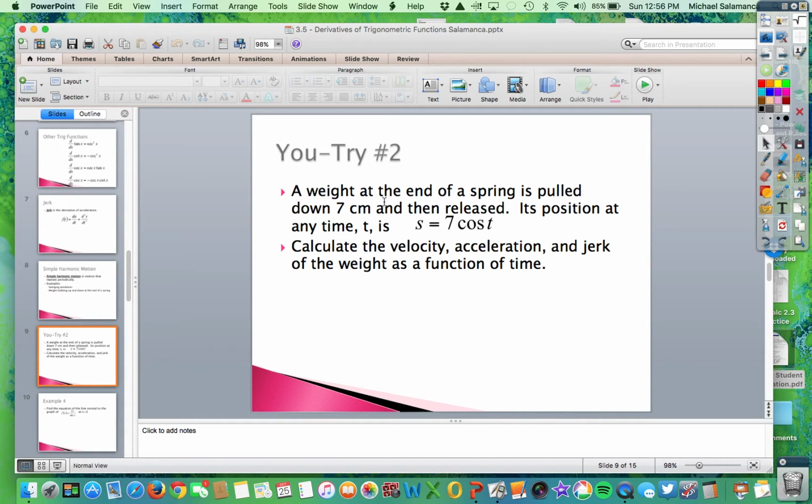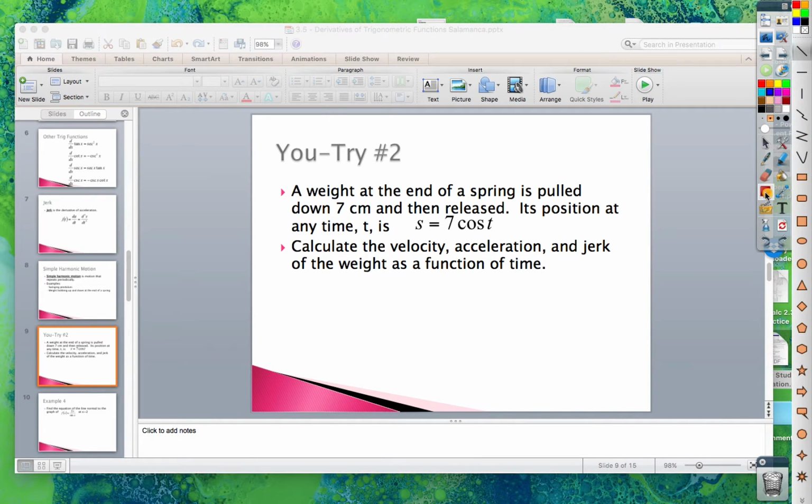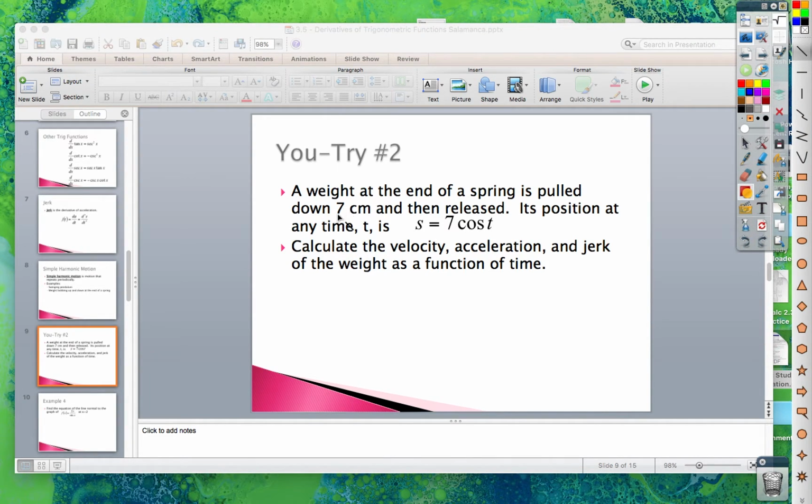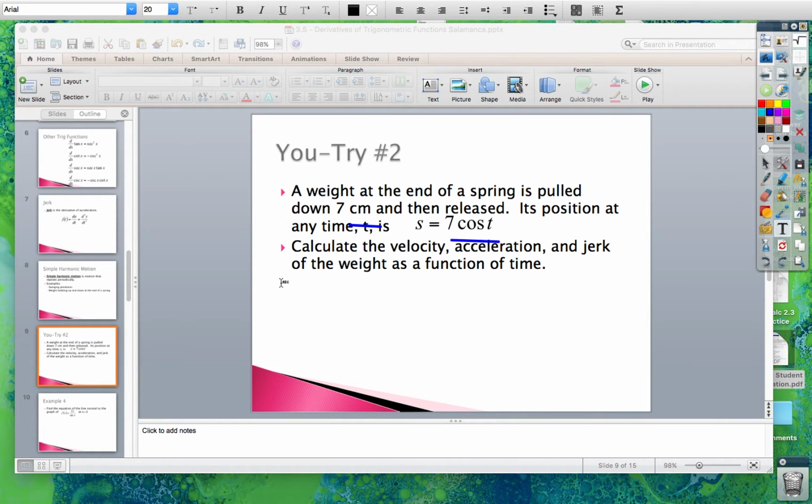So, a weight at the end of a spring is pulled down 7 centimeters. So if you think back to your trig days, that 7 centimeters tells you your amplitude. Now it's pulled down 7 centimeters and then it's released. Its position at any time t is 7 cosine t. Notice the 7 because that's your displacement. It says calculate the velocity, acceleration, and jerk of the weight as a function of time. So to do this, we just need to take derivatives, which is pretty easy at this point, I believe.